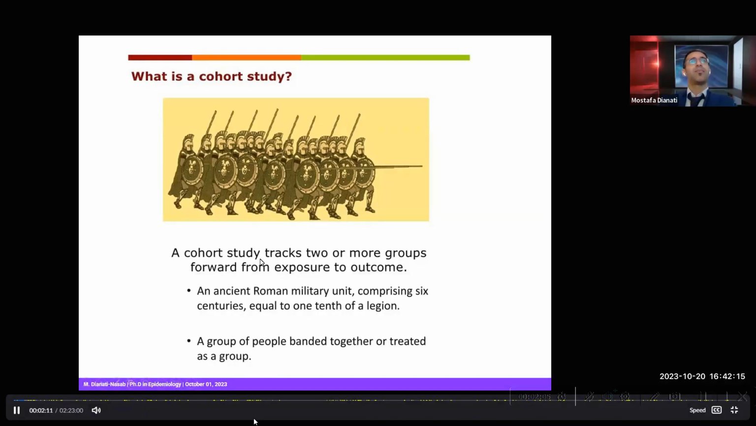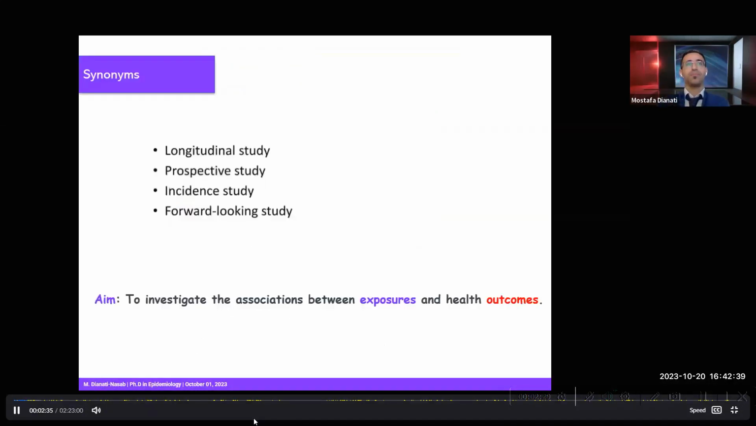As you see here, a cohort study is a group of people that are going forward. This is actually an ancient word, and it came from a Roman military unit. As I said, the meaning is about a group of people that are going forward. There are some synonyms for cohort studies: longitudinal studies, prospective studies. We also call them incidence studies and looking forward studies.